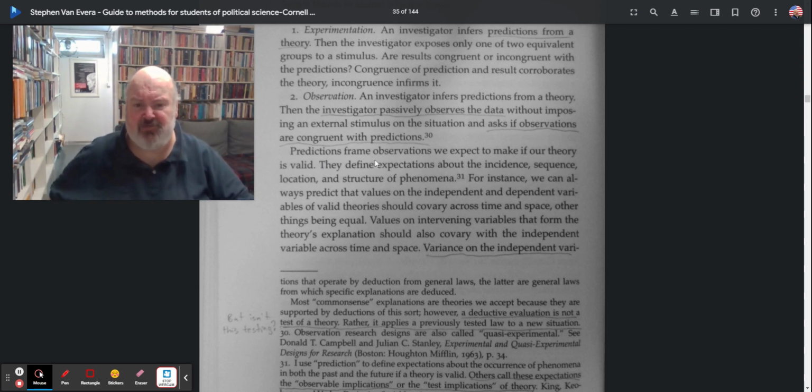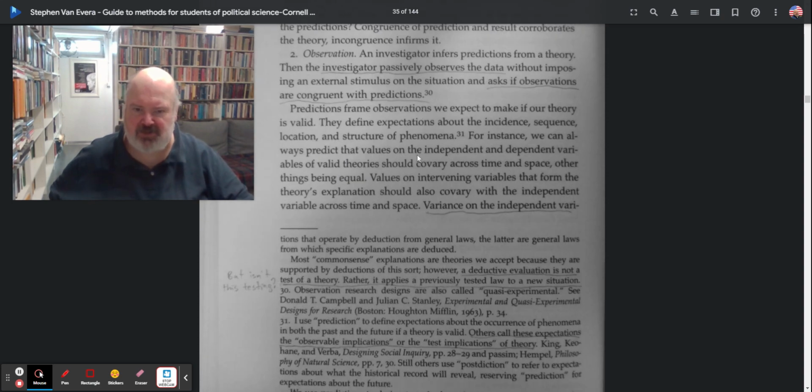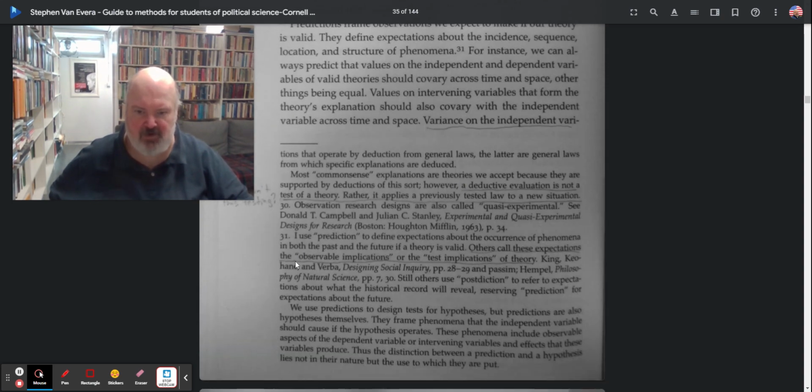Now he says prediction frames the observations we expect to make if our theory is valid. Right, the prediction frames the observations we expect to make if our theory is valid. They define expectations about the incidence, sequence, location, and structure of phenomena. I use prediction to define expectations about the occurrence of phenomena.